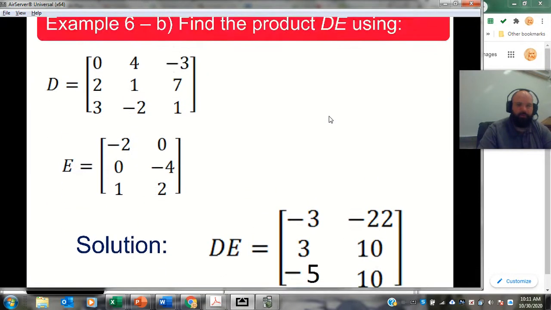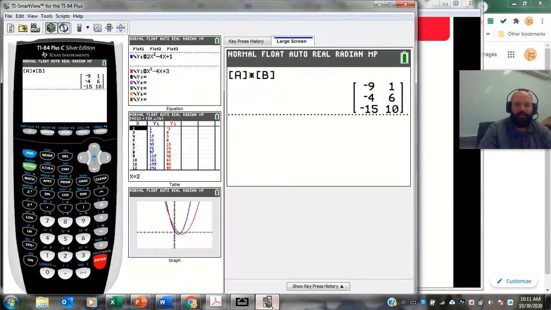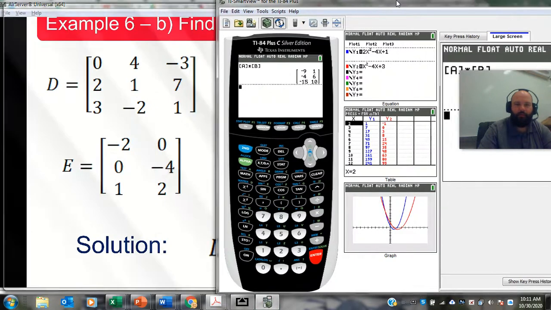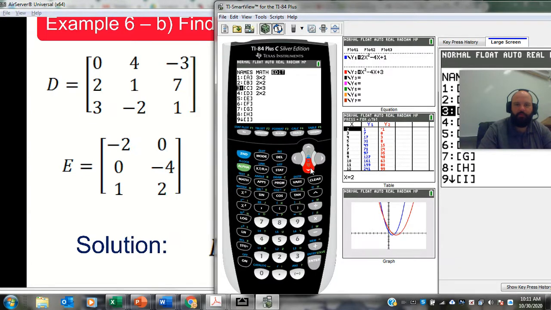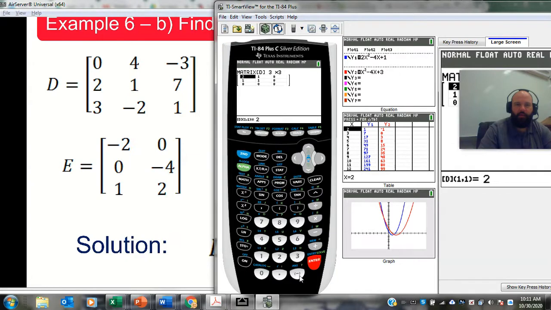So this one asked me to find the product of D and E. So I'm going to go over here and we'll hit second matrix again. We'll go into edit. Let's scroll down to, let's utilize the D matrix. That is a 3 by 3. And we're going to get 0, 4, -3, 2, 1, 7, 3, -2, 1.